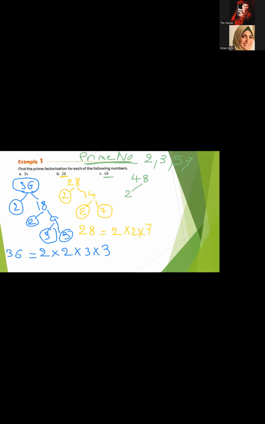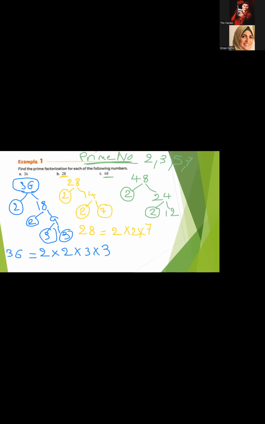Is it an even or odd number? An even number. I can divide it by 2. So I'll divide it by 2. 48 equals 2 times 24, correct? 24 is still an even number. It can be divisible by 2. It gives me 2 and 12.